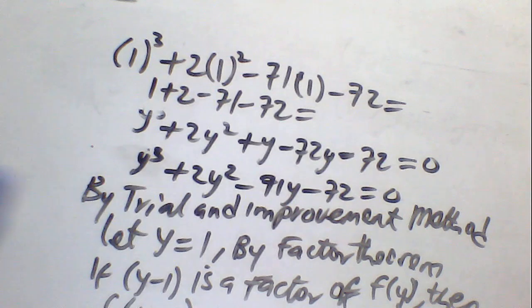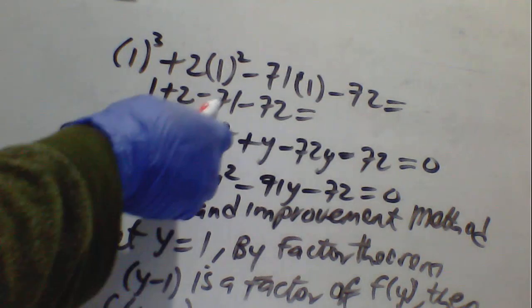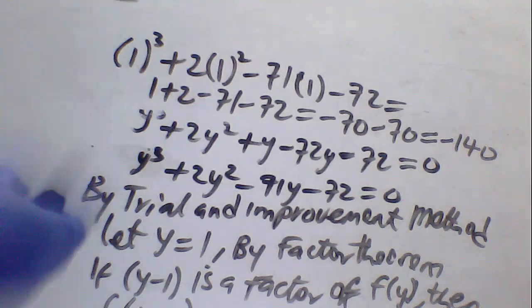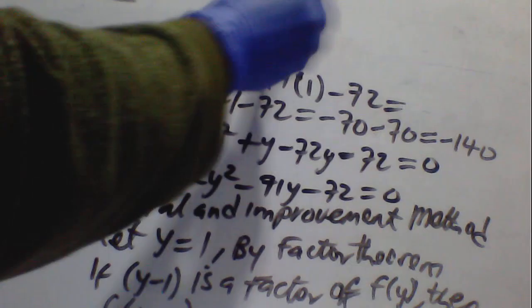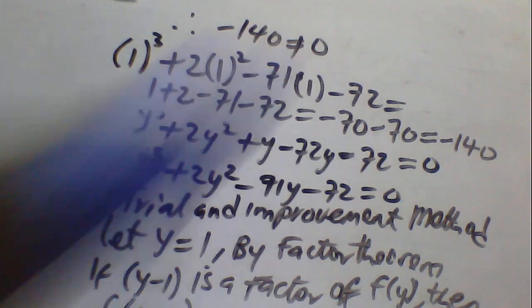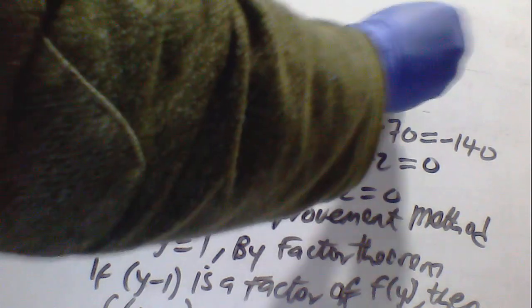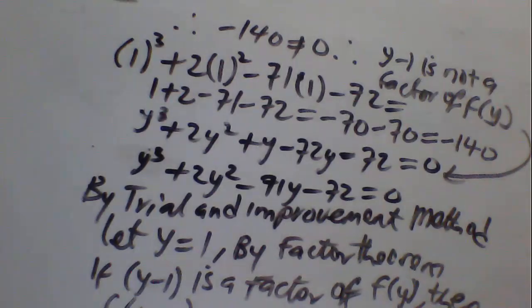So what do you have? From here, 1 minus 71 will give us minus 70. Plus 2 minus 72 will give us minus 70. So we have minus 140. You see that therefore, minus 140 is not equal to 0. Therefore, y minus 1 is not a factor of f of y, that is this function. It is not its factor.